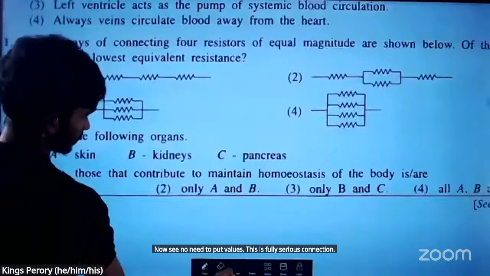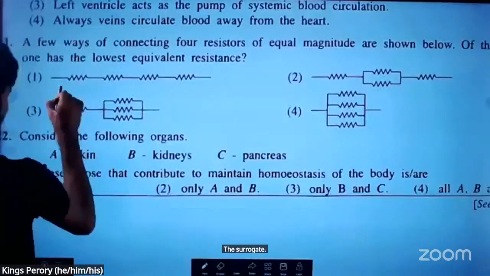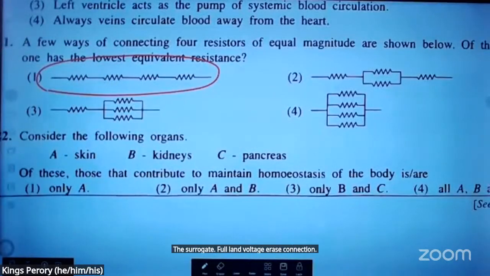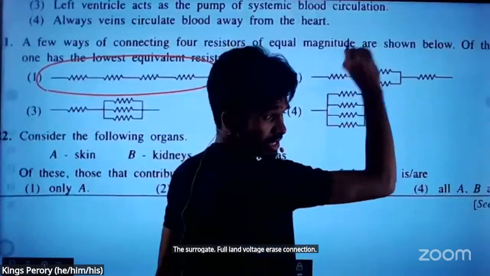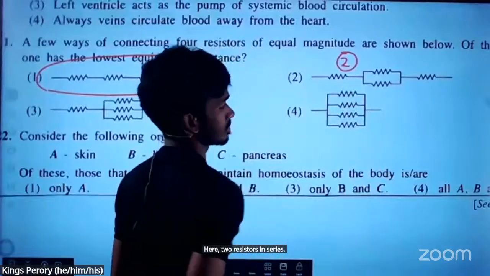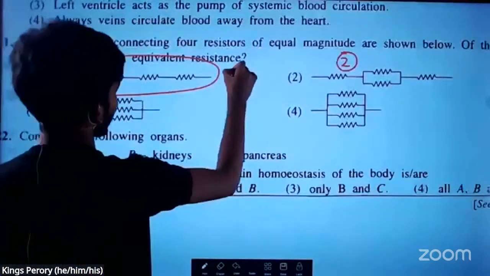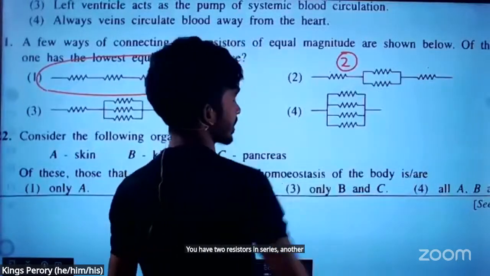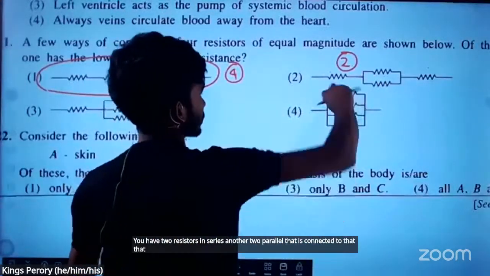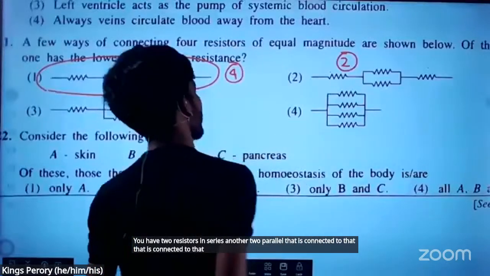This circuit, fully series connection. Here, two resistors in series. Here, all the four are in series. Here, two resistors in series, another two parallel, that is connected to that. And two directly in series, that is connected to that.